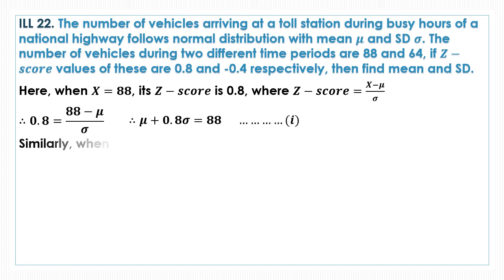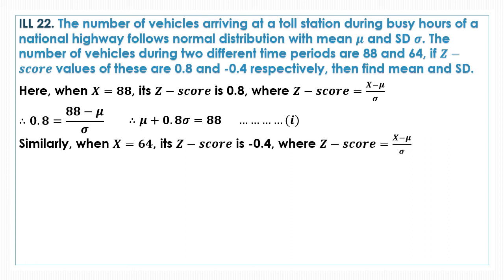Next, when x is 64, its z-score value is negative 0.4 and z-score is x minus mu upon sigma. So just put them. Negative 0.4 is equal to 64 minus mu upon sigma. So when you change the sides of sigma and mu, it becomes mu minus 0.4 sigma, because 0.4 is negative. So mu minus 0.4 sigma is equal to 64. Now this will be your equation 2.